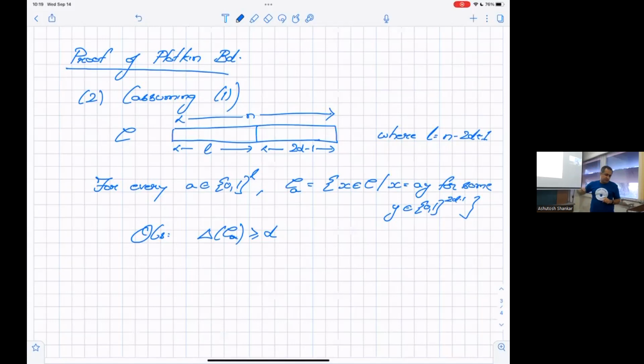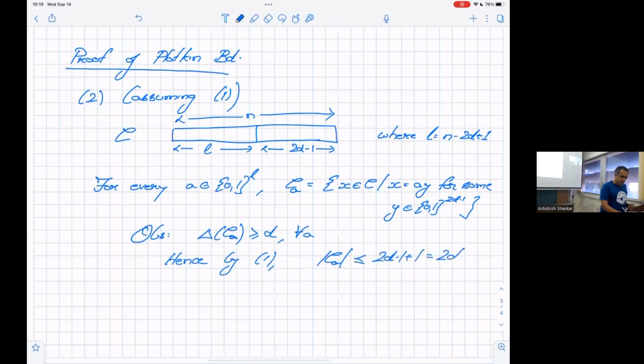So in all cases, this is for all A. Hence by 1, the size of CA is less than or equal to what? Its block length, that is 2D minus 1 plus 1. Fair enough. And that's how I'm using 1.